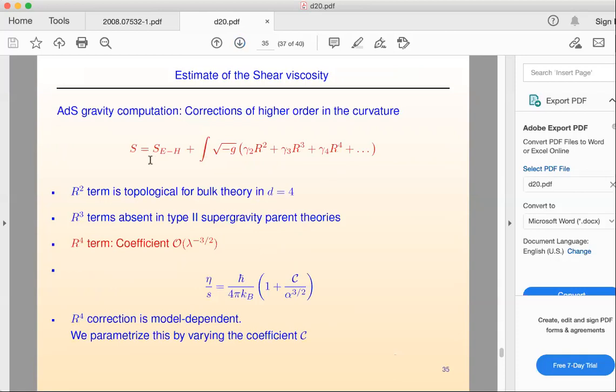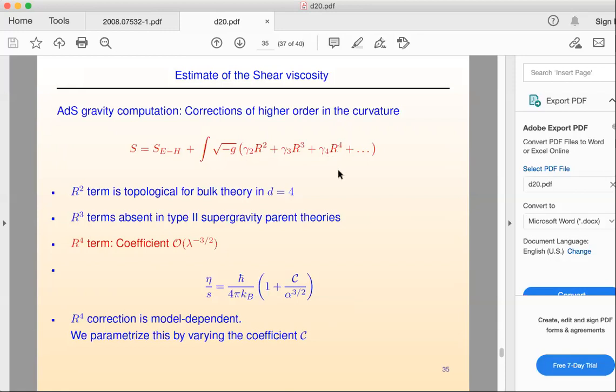Okay, so I mentioned to you that these 1 over lambda corrections on the AdS side will come from corrections of higher order in the curvature. So previously we were just looking at this Einstein-Hilbert term, and now we have to add R cubed and R to the fourth.